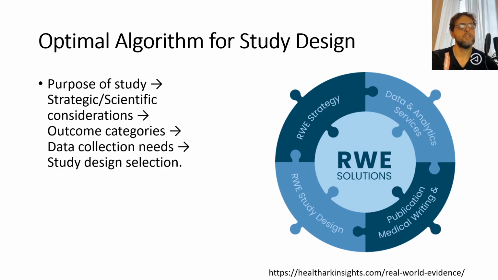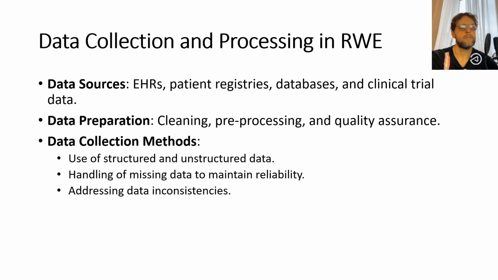And the general algorithm of the study design will look like this: we need to define the purpose of the study and strategy considerations. We should define outcome categories, data collection needs, and select how it could be done using this data. And data sources to analyze will be, as already mentioned, health records from our patients, patient registries, different databases, and clinical trial data, which we could already have on a similar drug.